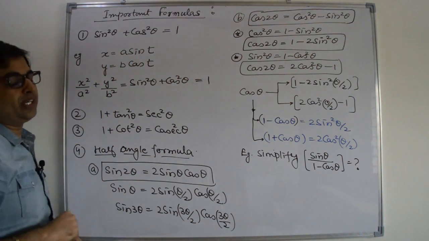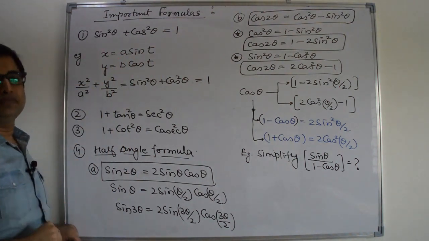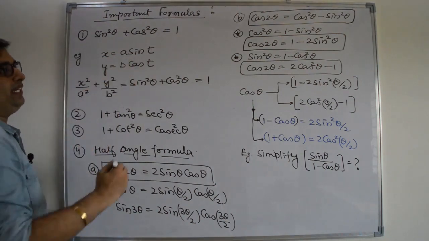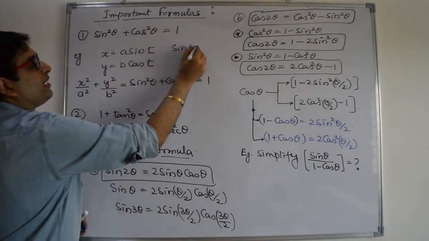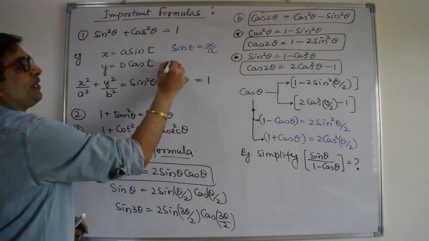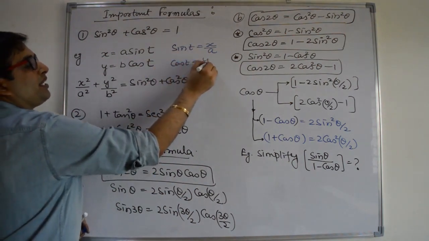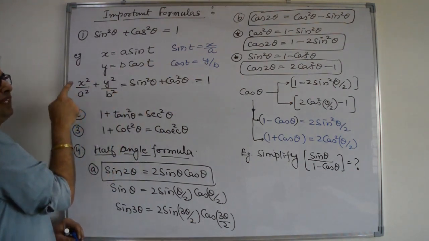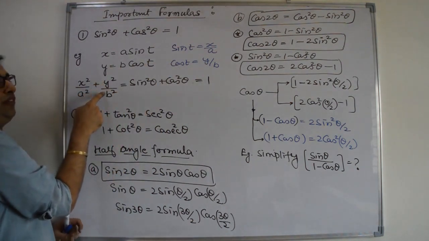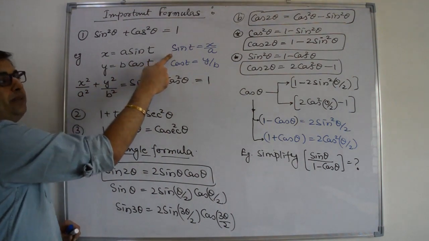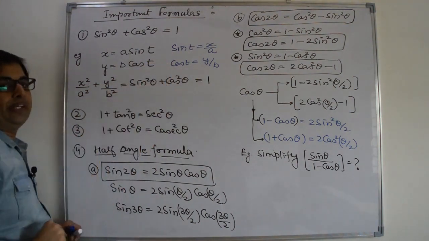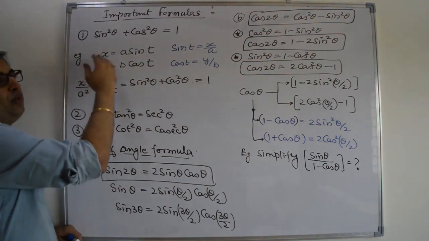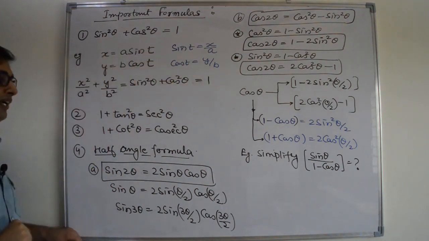We want to find out the relation only between X and Y. Then we will use this identity. Find out sine t. What is sine t? Sine t is X by A. What is cos t? Cos t is Y by B. Square these two and add them. X square divided by A square plus Y square divided by B square is sin square t plus cos square t, that will be equal to 1. Right? For removing the angle, we use this type of identity.